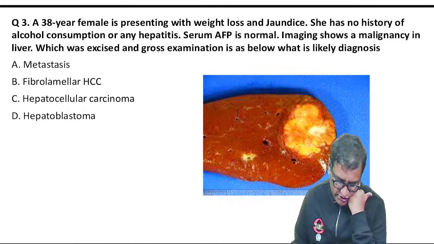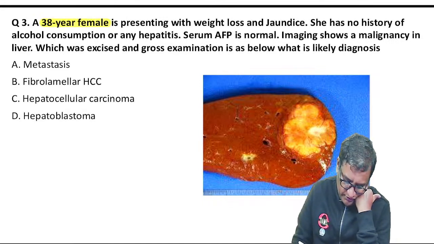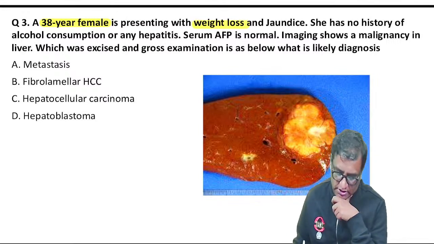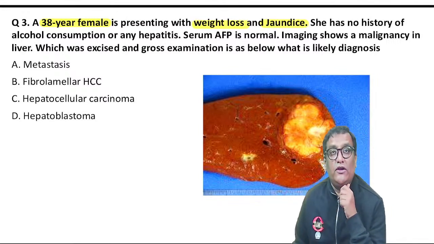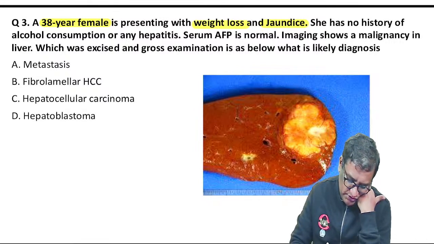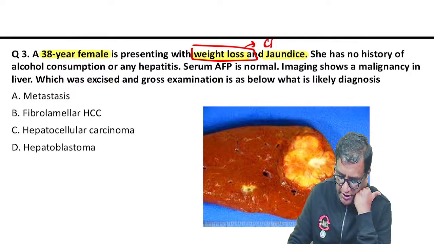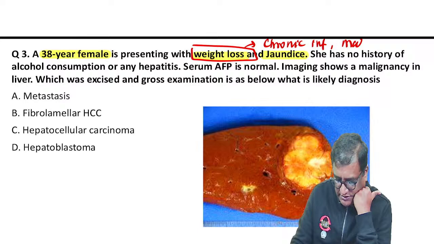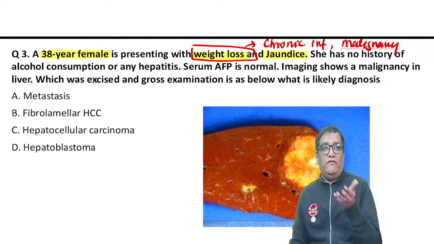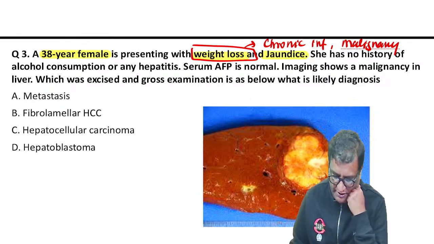Okay. Next question. Let us see the next question now. What is this question? 38-year female presenting with weight loss and jaundice. See, the moment you see weight loss, what do you think? Weight loss suggests there is a chronic inflammation. Remember, always when there is weight loss, it will suggest there is some chronic condition. So chronic inflammation or even malignancy also. I can suspect even malignancy, because malignancies are also chronic inflammatory conditions. If you remember, cachexia is happening, right?